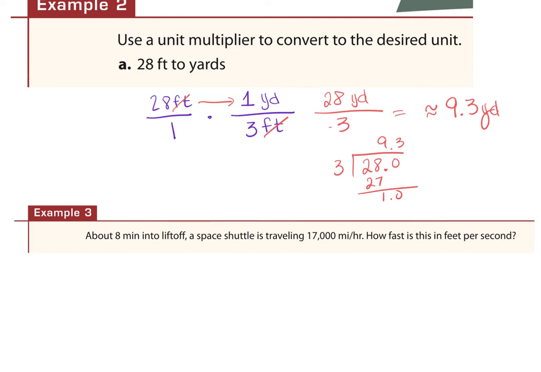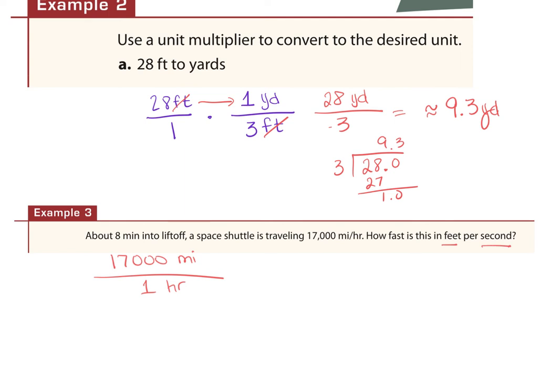8 minutes into liftoff, a space shuttle is traveling 17,000 miles per hour. How fast is this in feet per second? Well, first of all, we have to figure out what's going on here. We have miles and we have hours. This is in unit: 17,000 miles for every 1 hour. They gave it to us in a unit rate. They want this in feet per second.